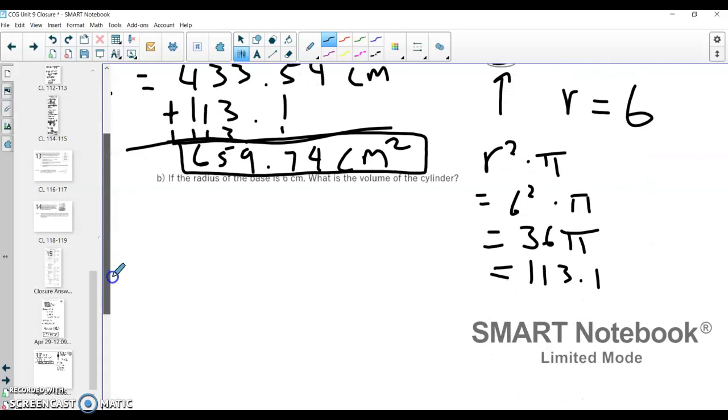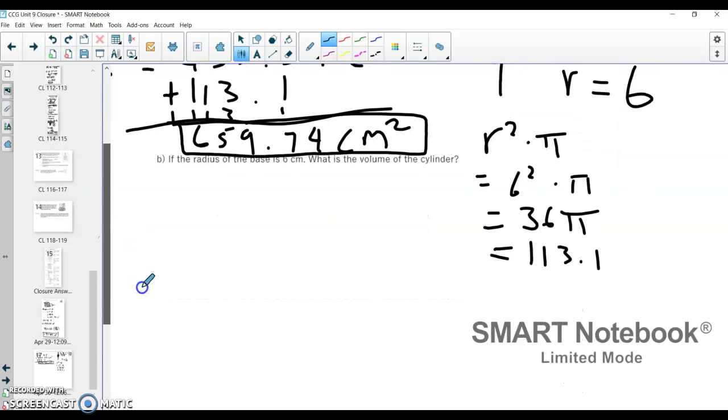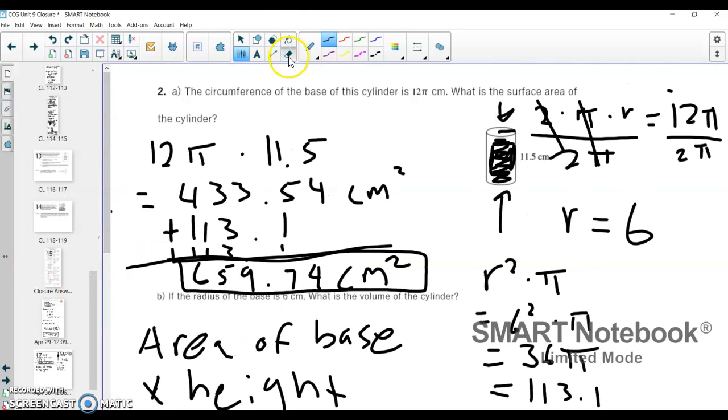For part B, we need to find the volume of the cylinder, and volume's a little bit easier. What we do is we take the area of the base and multiply that by the height. I will try to clear up the picture a little bit here. We need to find the area of that base, in our case kind of the lid, and then multiply that by the height.